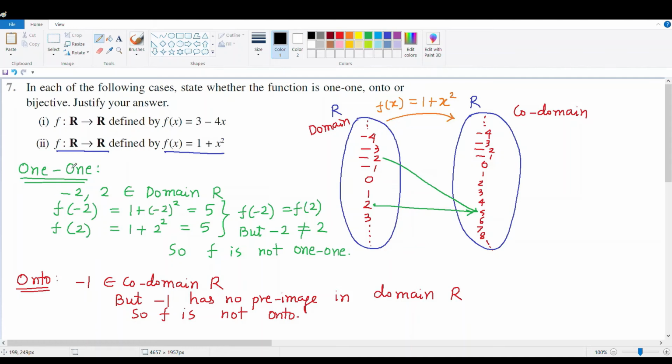Now the function in this second question is not 1-1. That function is not onto. So you can say hence function f is not bijective, because we were supposed to talk about bijective as well, right? Okay, then we are done.